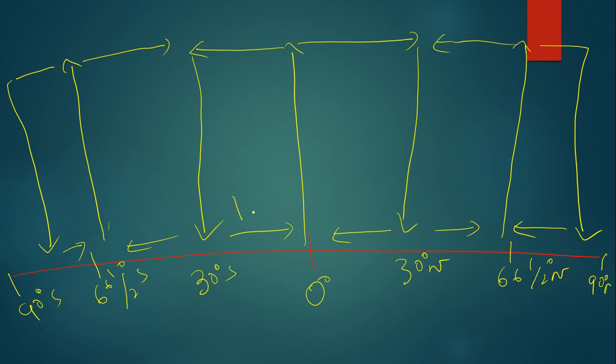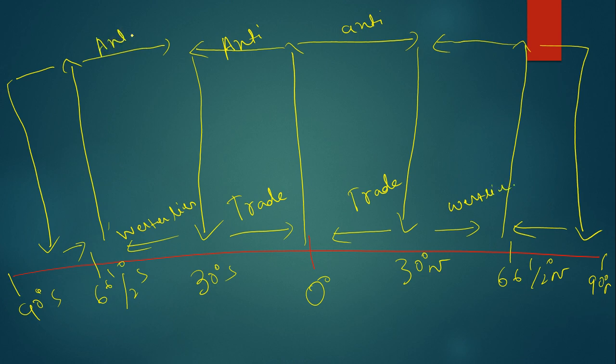So this wind is known as the trade wind. This is trade, and this is known as the anti-trade. And if this is westerlies, this is also westerlies. So this will become my anti-westerlies. Okay. Now, if this is my polar wind, this will become my anti-polar wind.